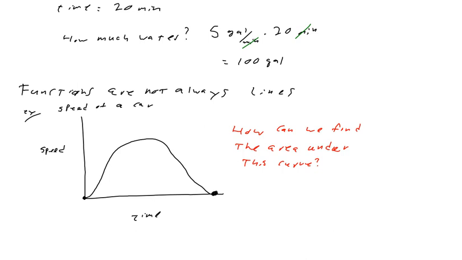We have this challenging shape. It's not a straight line. I can't just use geometry, right? It's not like a triangle, or a circle. It's not some solid shape. It's this wiggly shape. How do I know what the area is under this curve? Well, what we do is we split it into rectangles.